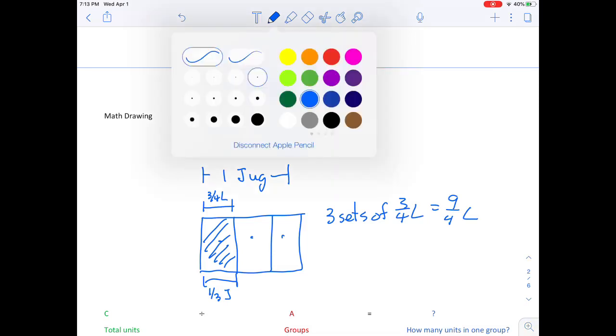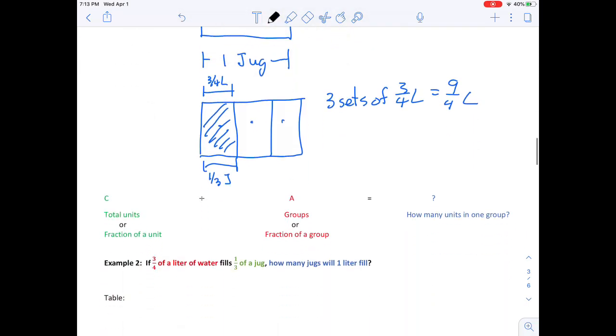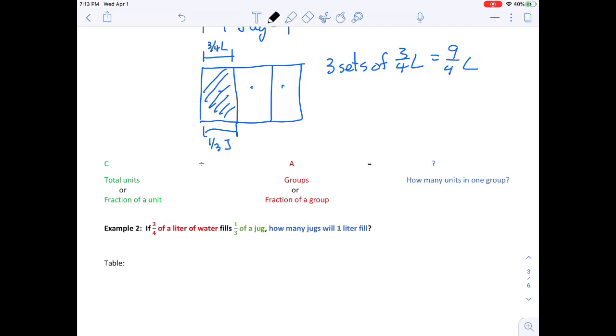Let's go to our second problem. So in our second problem, we had how many jugs will 1 liter fill? Again, I key in on 1. 1 group, 1 liter. So my groups are going to be liters. How many units? How many jugs? So my units are going to be jugs.